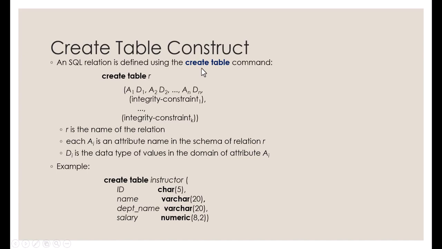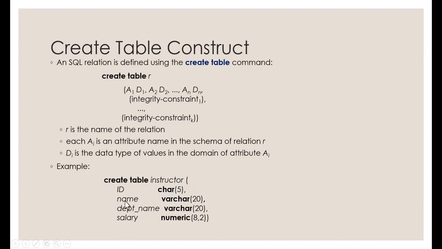We're going to be creating a table using the keyword create table. Whatever you see bolded are going to be the keywords. So create table, and then the name of the relation, which we're going to call instructor. Then in parentheses, you list all of the attributes: the name of the attribute, a space, not a comma, and then the data type of the attribute. ID is going to be a character string of up to 5.